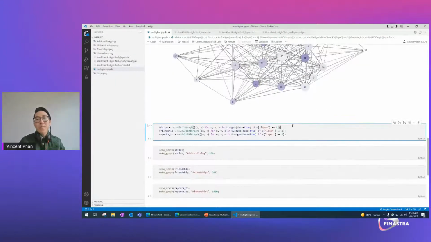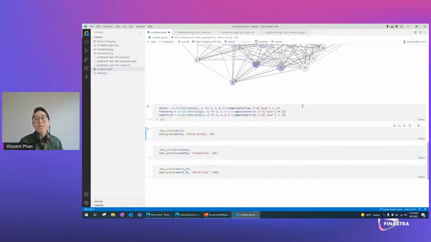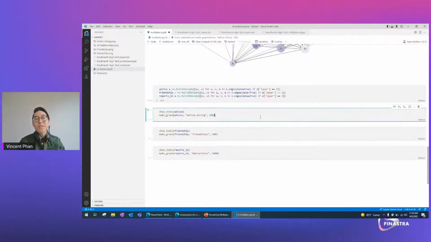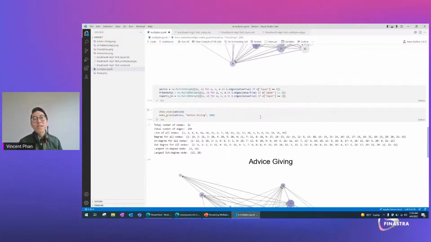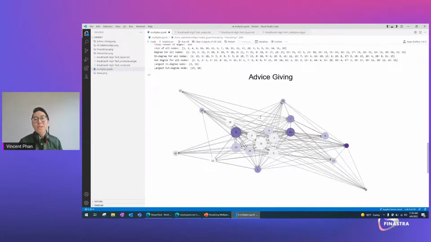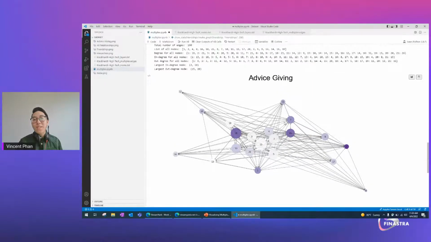But now we split up each part of the layers so that we can see each graph individually. So now we can see a graph that shows us only advice. We can see that 21 receives a lot of advice, 2 receives a lot of advice. It's very dark purple, whereas 13 and 12 do not receive that much advice. But then you can see the larger ones, 15 gives a lot of advice. 15 you can see here has the highest out degree. It's connected to 20 other people.